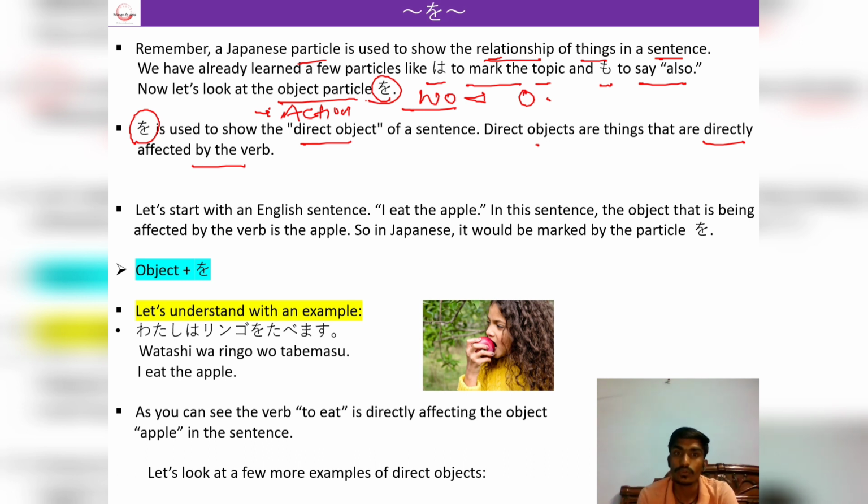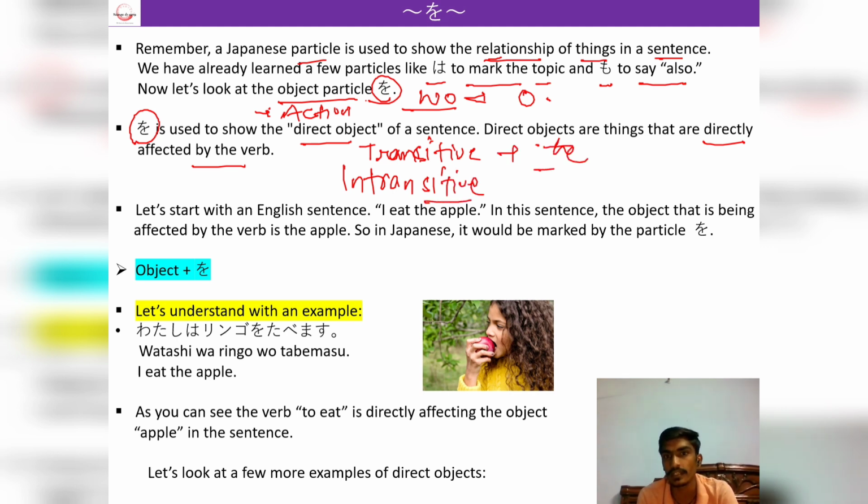So now let me tell you for what kind of verbs we use the O particle. There are two types of verbs: first is transitive, and second is intransitive. For transitives, we use the O particle, which we will study now. And for intransitive, we will use the ga particle, which we will study later. So now we will focus on the O particle.